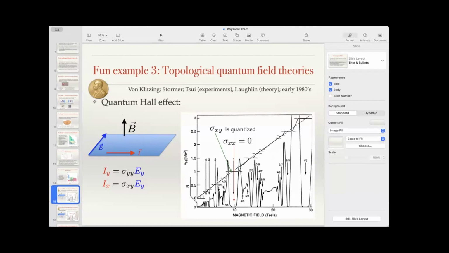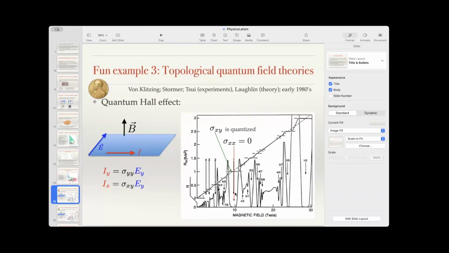And what this plot is showing is measurements of the current, both parallel to the electric field, which is parameterized by sigma YY, where sigma is a conductivity tensor. And also the conductivity perpendicular to the magnetic field, which is parameterized by sigma XY. And so this trace here with these big wiggles and these plateaus that fall to zero, this is the flow of current parallel to the magnetic field.